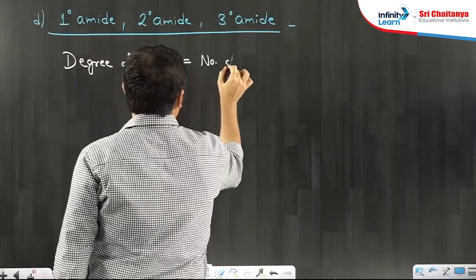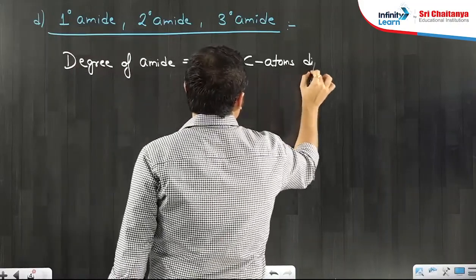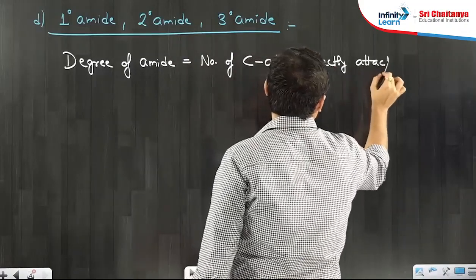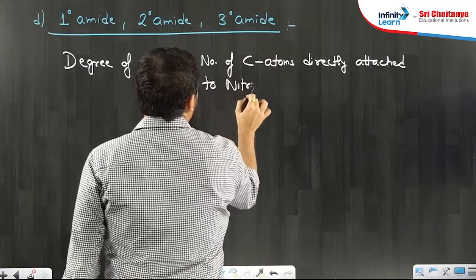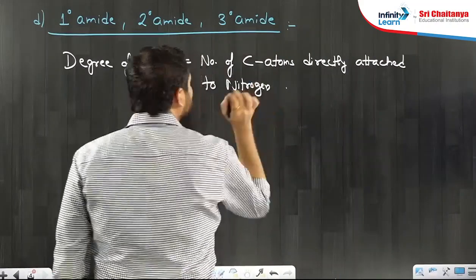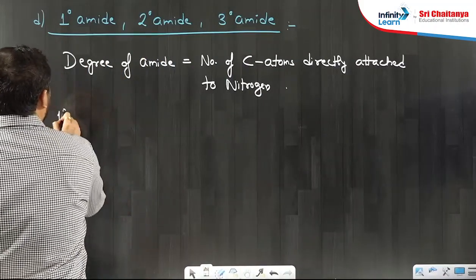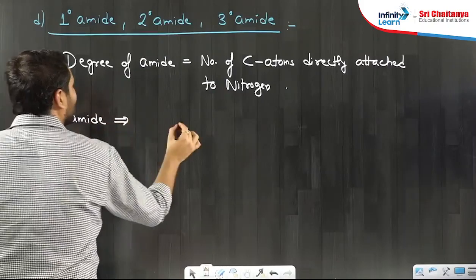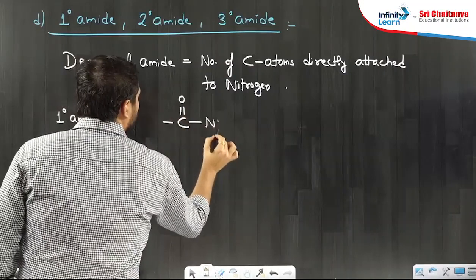Number of carbon atoms directly attached to nitrogen. But in this amide, a carbonyl group is present. What is carbonyl? C double bond O is present. So if I write primary amide, the representation for primary amide is C double bond O NH2.